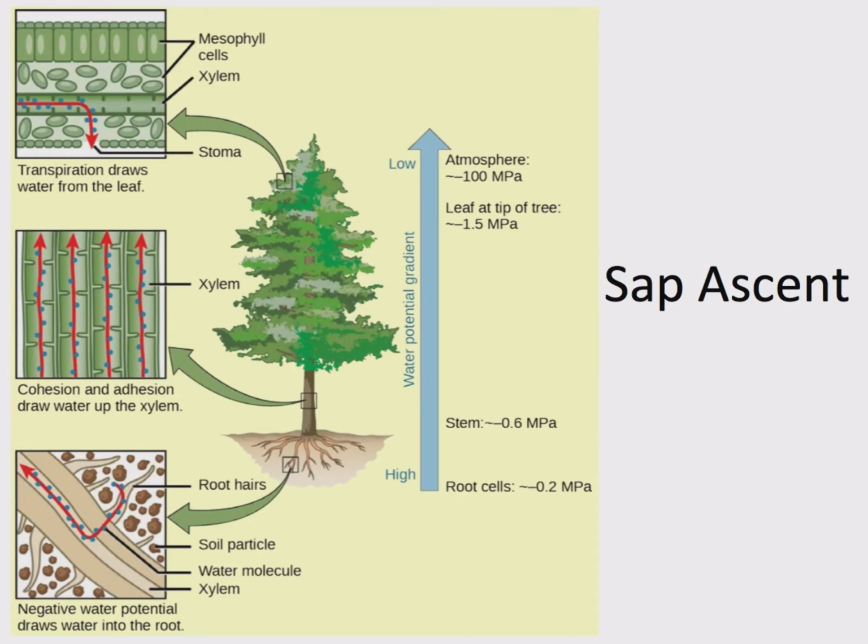And finally, we need to make it from the stems to the leaves, because again, those are the cells that actually need this water. Photosynthesis consumes H2O, and so these are the cells that actually really need it.